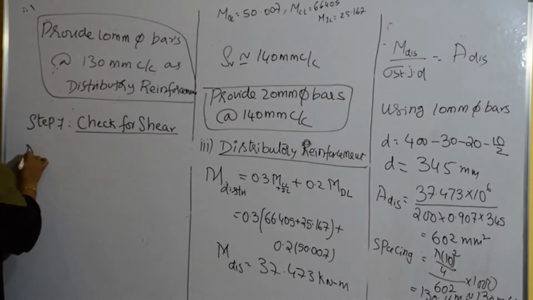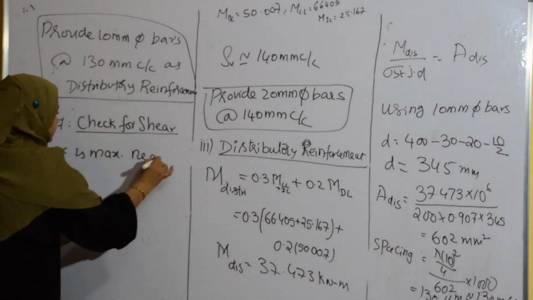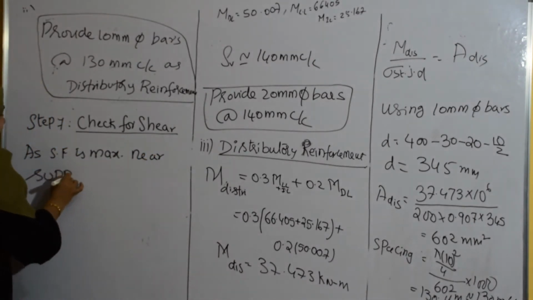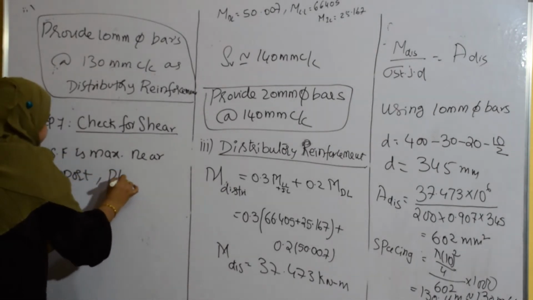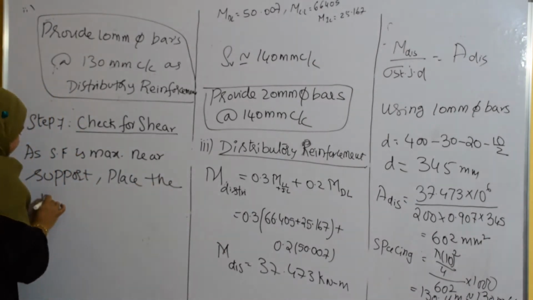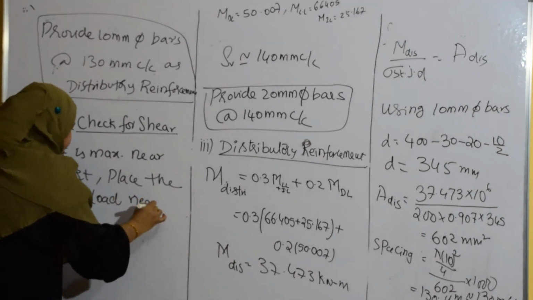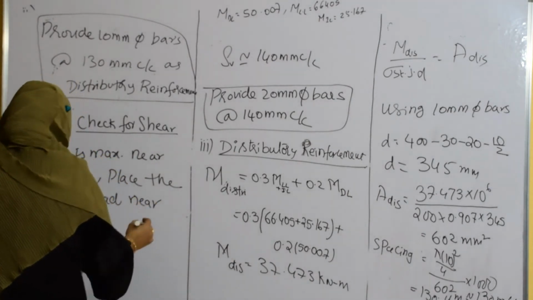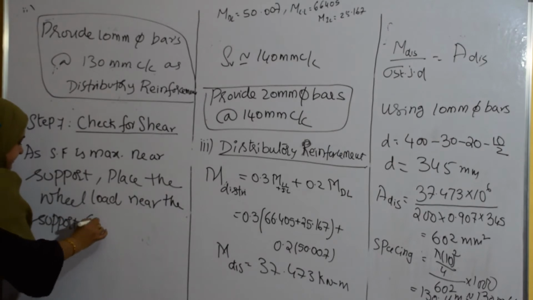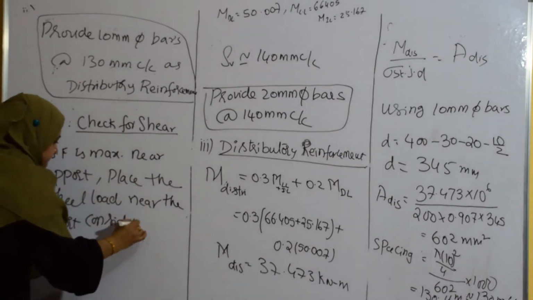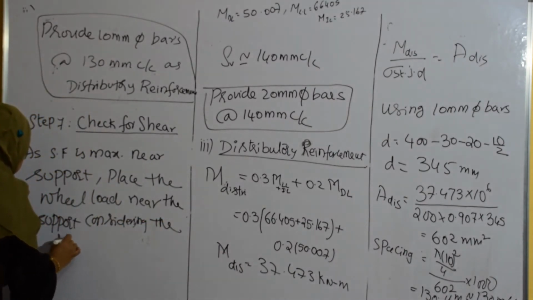Okay, I am just writing down as shear force is maximum near support. I am repeating it by writing. Okay, near support. Okay, place the wheel load near the support, considering the dispersion along the span.